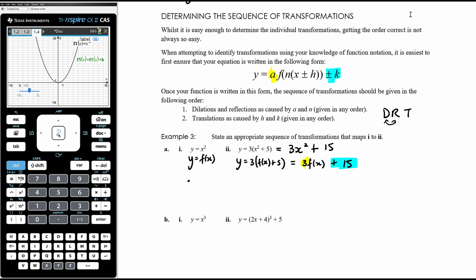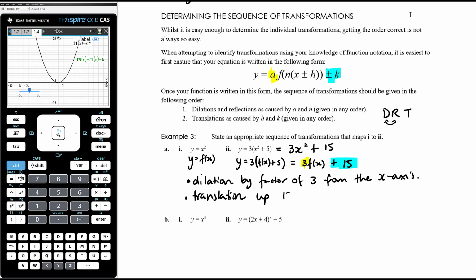Okay, so our sequence is dilations and reflections first. So dilation by a factor of 3 from the x-axis, it's outside of the function, and then the plus 15 is translation. You must use the word translation, up 15 units.